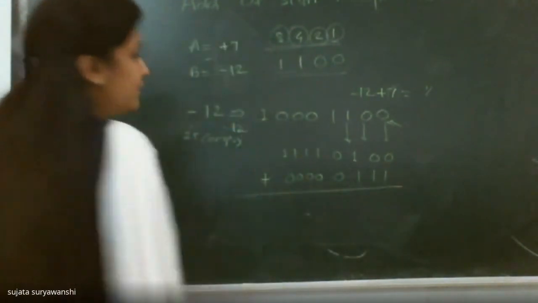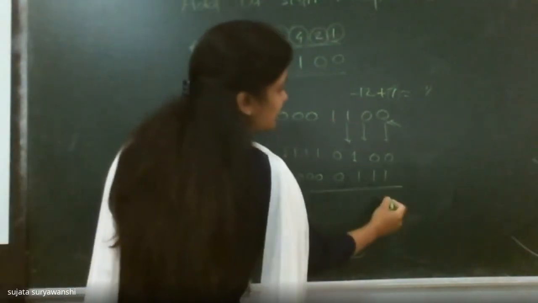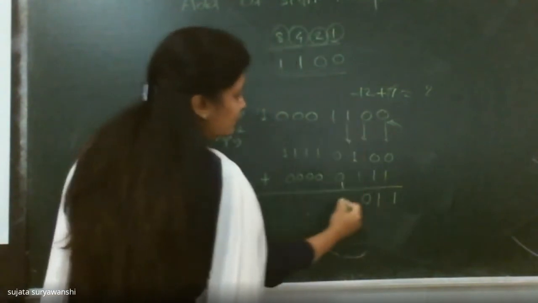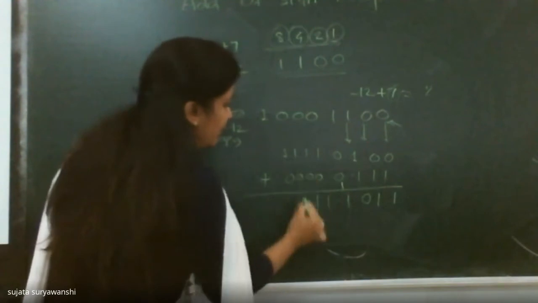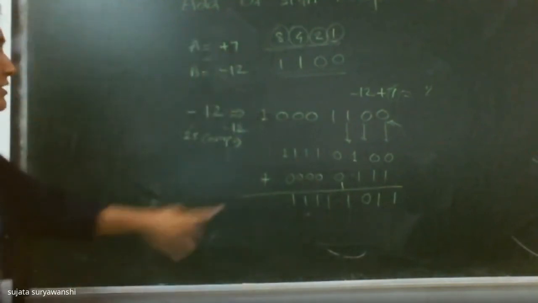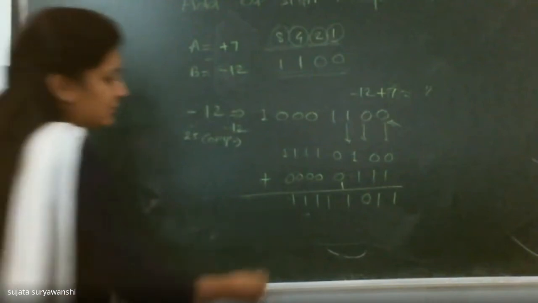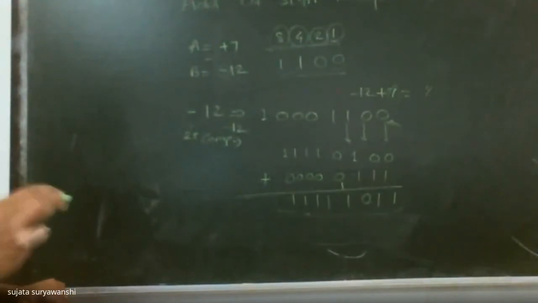After that, you have to simply perform the arithmetic addition. So 1 plus 0 is 1. Again 1. 1 plus 1 is 0, carry is equal to 1. Write down 1 as it is. 1 plus 1 is 1, then 1, 1 and 1. Here, just see, carry is not generated. So this is your final magnitude.